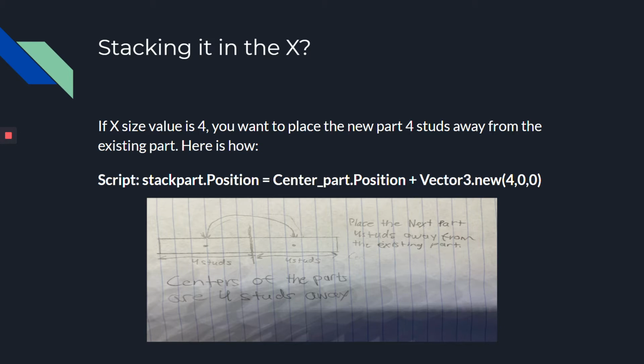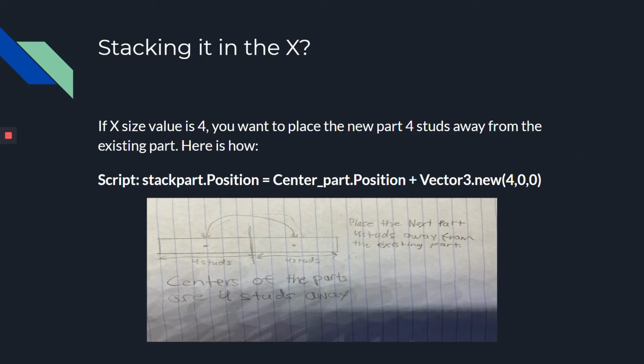Stacking in the X: if the X size value is 4, you want to place the new part 4 studs away from the existing part. Here's how. Here's my script over here. Stack part.position equals center part.position plus Vector3.new 4, 0, 0. You may notice the 4 comes first because that's the X. The X comes first, then the Y, then the Z.